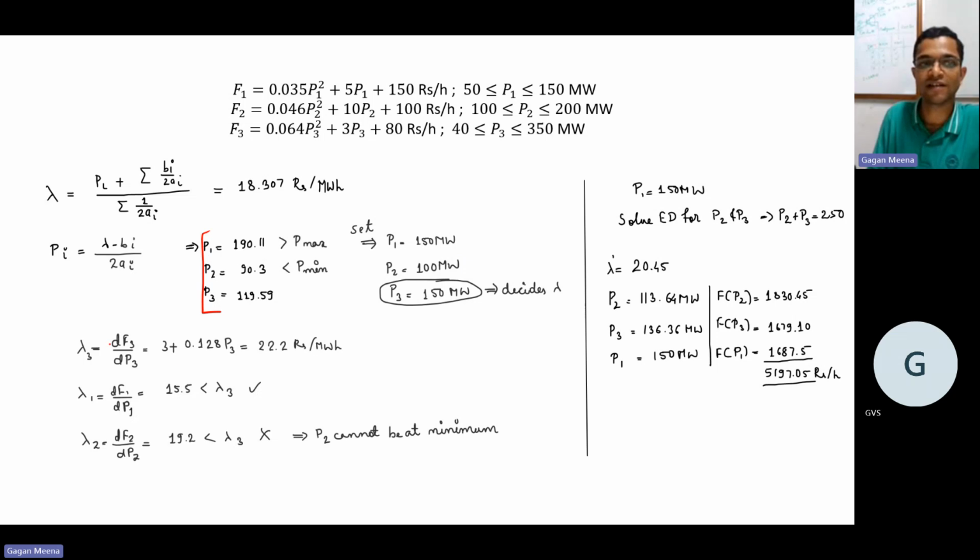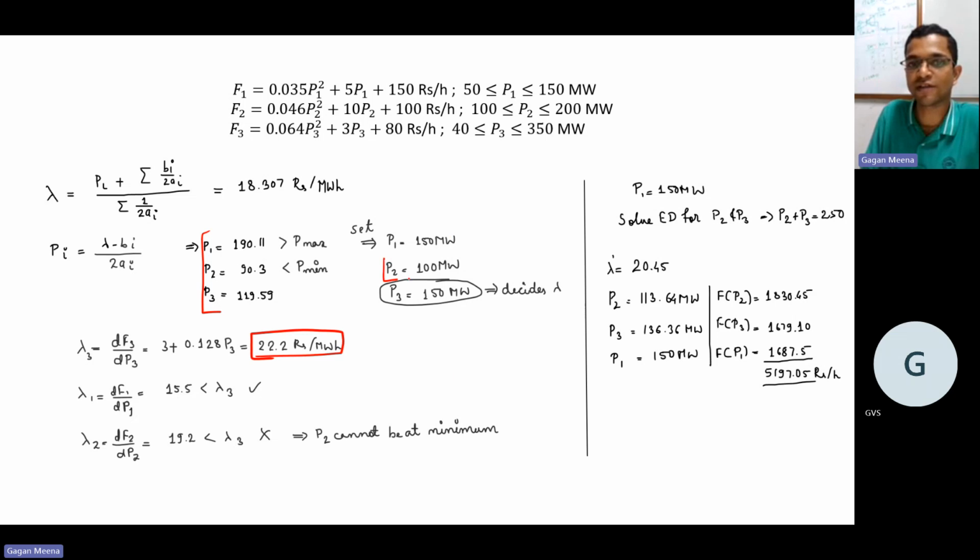But now we have to check the lambdas. Because these two are already fixed, this will decide the incremental cost. Now we calculate that incremental cost for generator 3, which is this. Now the solution is not complete. We have to check whether these two generators are satisfying this.